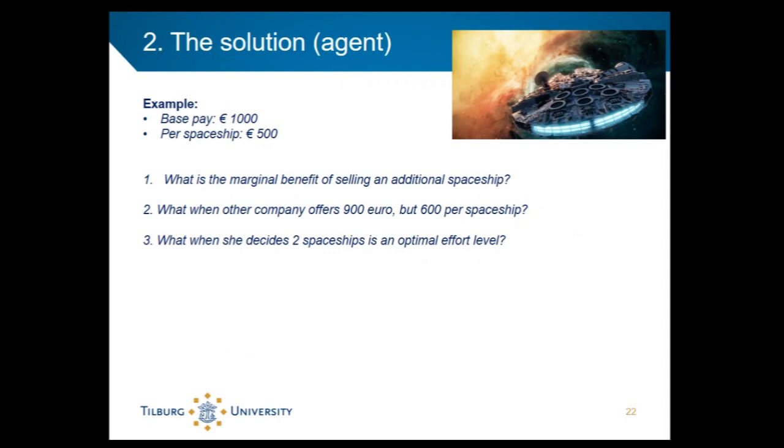So in this example, what is the marginal benefit? That's the first question. Second question is, what when another company offers her 900 euros? So lower base pay, but a higher piece rate. So she gets 600 instead of 500. Is it worth making the switch? And finally, what if she decides to sell 2 spaceships a month? Say she has to make a lot of calls, contact a lot of clients, and she says, well, okay, I can do 2 a month, but 3, that's just too much follow-up.